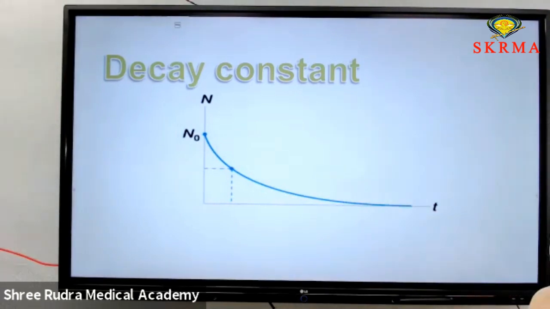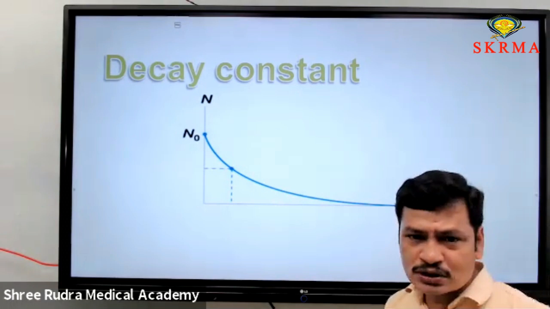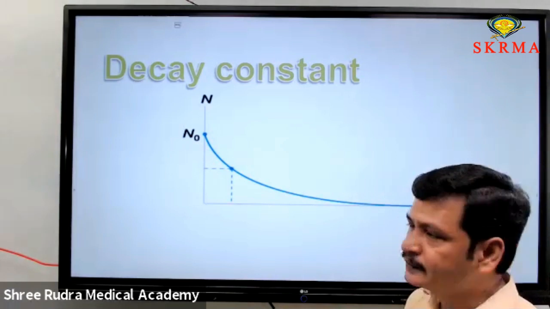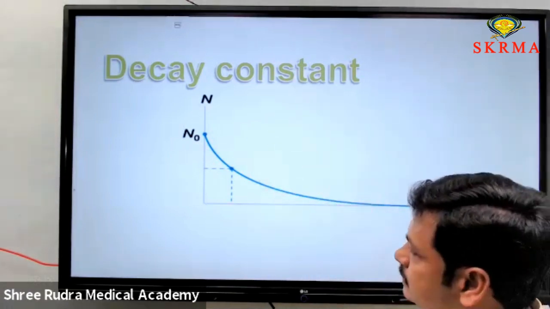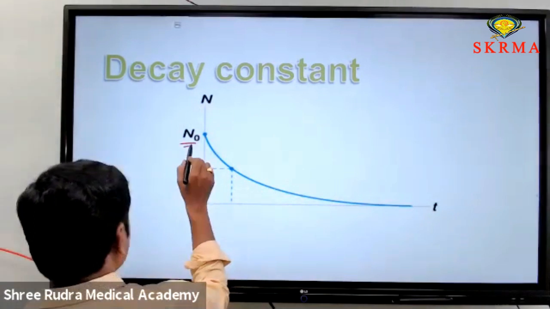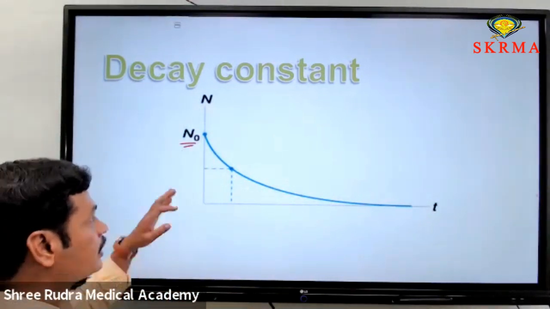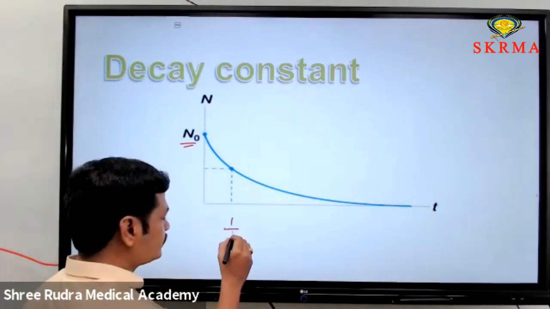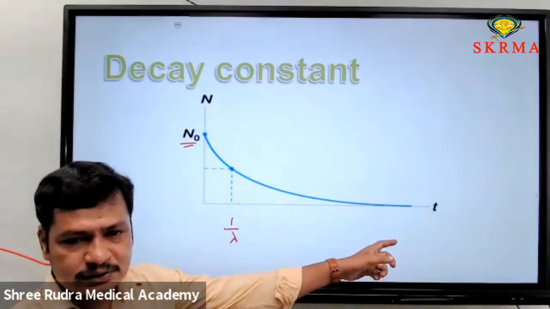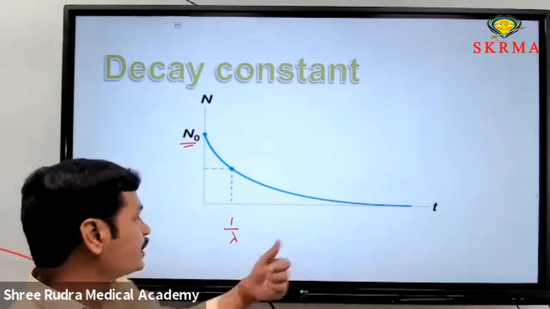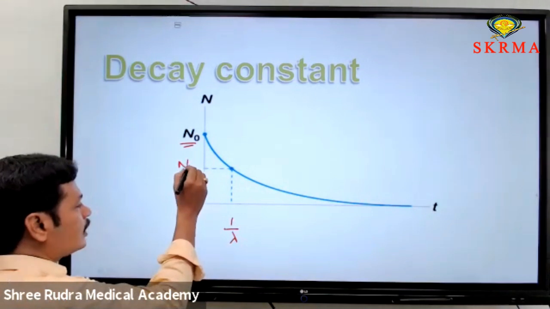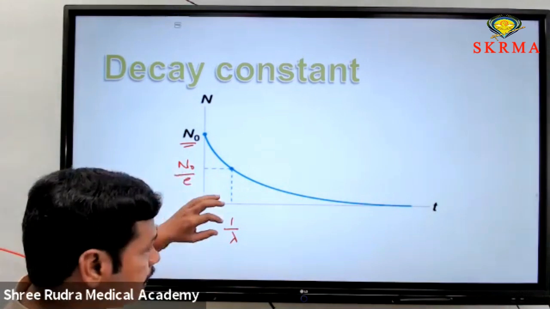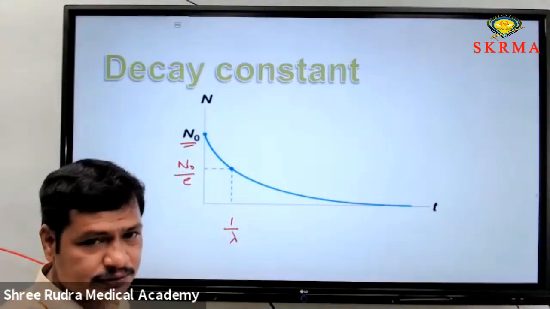What is decay constant? We introduce a constant to eliminate the proportionality: N equals N naught e power minus lambda t. Initially we have the number of nuclei N naught. The decay constant is the reciprocal of the time at which N naught becomes N naught by e. That particular time's reciprocal is called the decay constant.